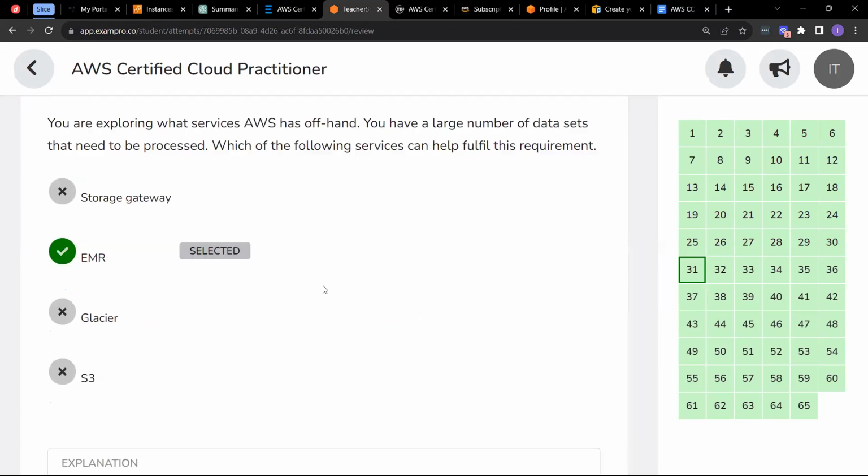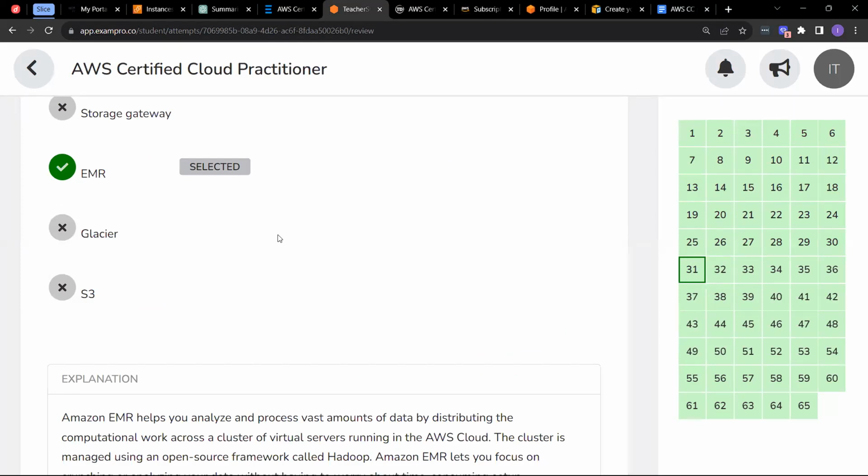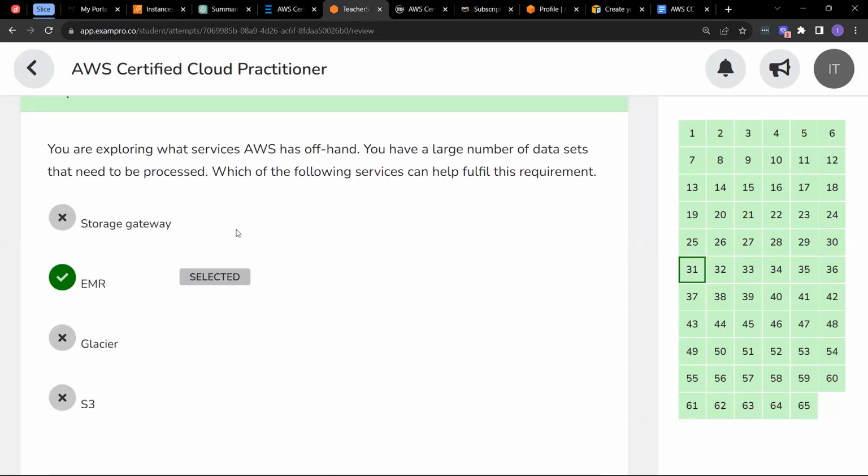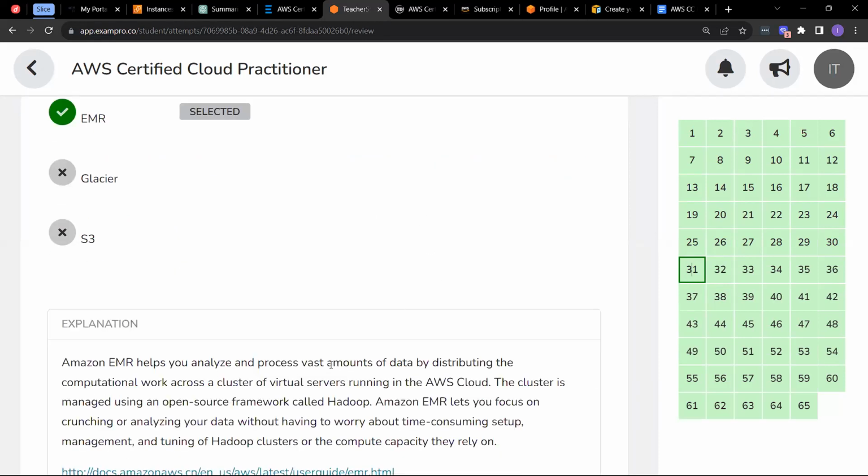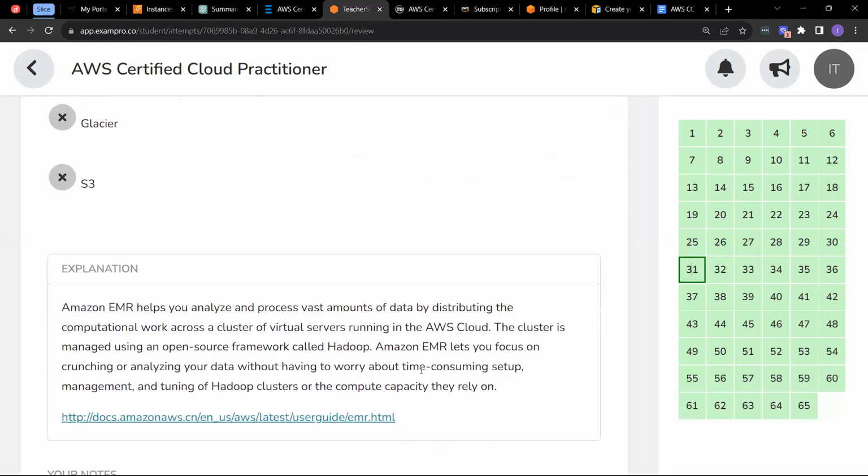What's the full meaning again? Elastic what? Elastic MapReduce. So let's also look at the question well. I don't know if it will come as the same thing, but you might also see something like: helps you process vast amounts of data by distributing the computational work across a cluster of virtual servers. Yes, and so you see that it lets you focus on crunching or analyzing your data without having to worry about time-consuming setup. So you don't set up the EC2 instance or something like that.